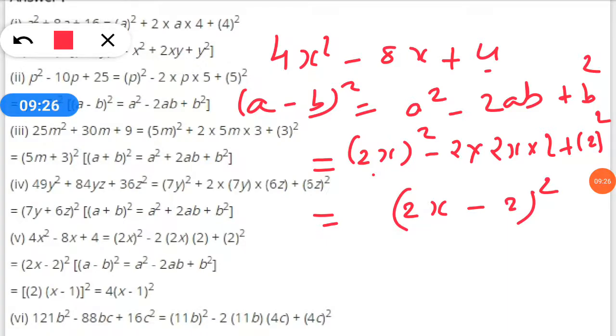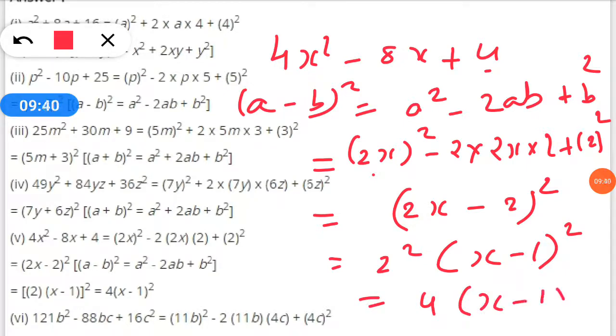Now taking 2 as common, 2 square, that means 2 to the power 2, we will take it common, and what is left out? That is x minus 1 the whole square. So 2 into 2 will become 4, and 4 into x minus 1 the whole square will be the required answer. So in this way, using the identity also, you can easily solve the question. Clear? So dear student, it depends on you whether you want to use the identity or directly split by using the middle term method. It depends on you.